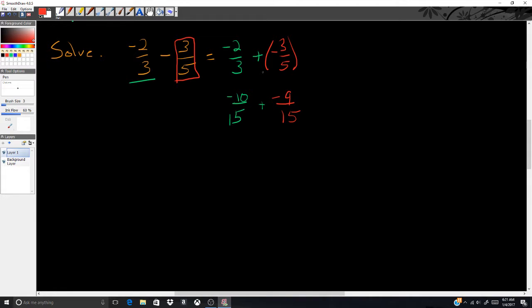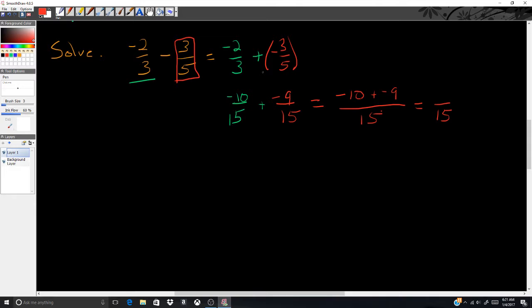When you're adding and subtracting fractions, in the past you've learned this and hopefully you remember it, but you always keep the same denominator that you were using. So essentially this problem right here could look like this. It could be the same thing as negative 10 plus negative 9 over 15, because we know that 15 is our denominator, right? Okay, so the answer is still going to have 15 on the bottom.